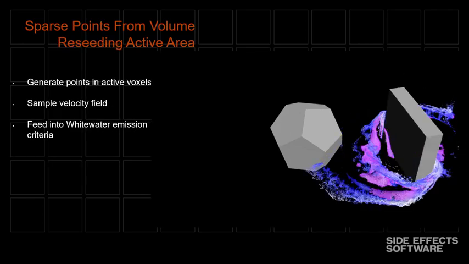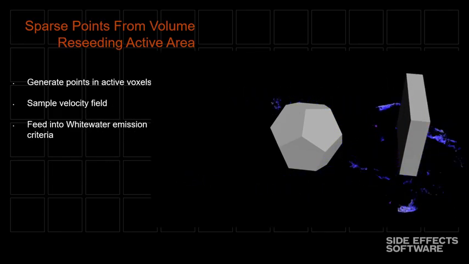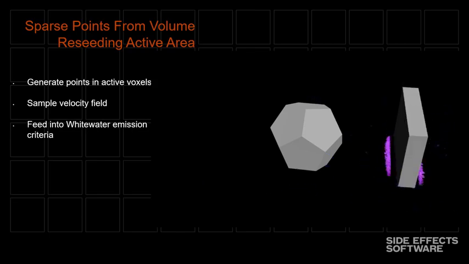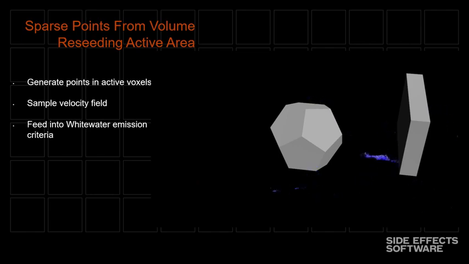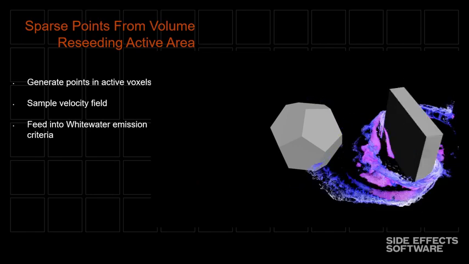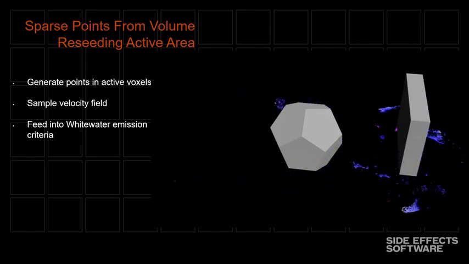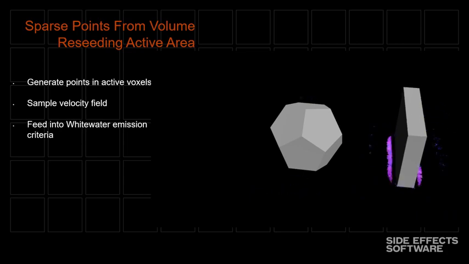And this is what this looks like. So this isn't an actual simulation. This is just showing the whitewater emission candidates. Everything that's the typical blue and white here are the ones that are working with that thin layer of particles that we get from the compressed fluid.